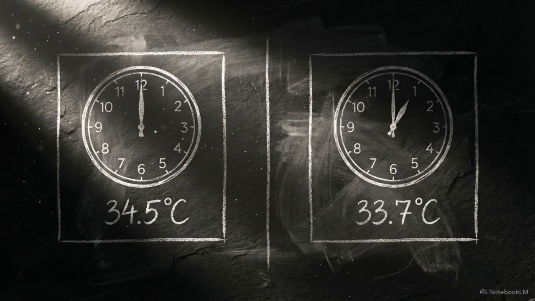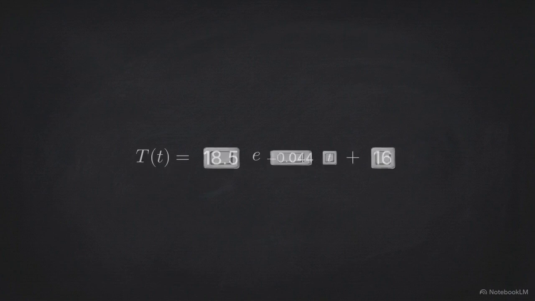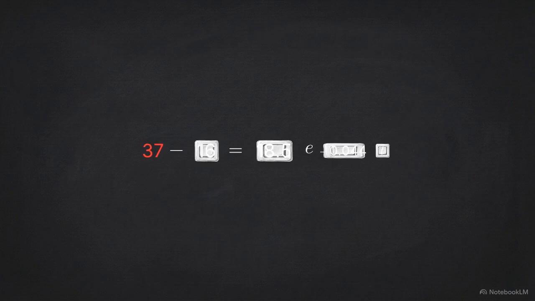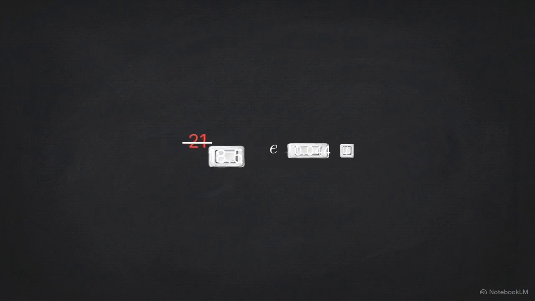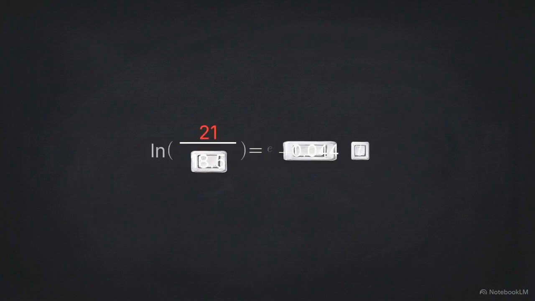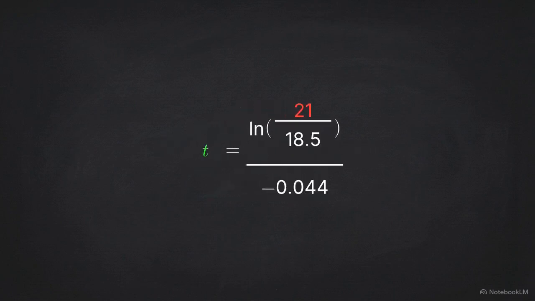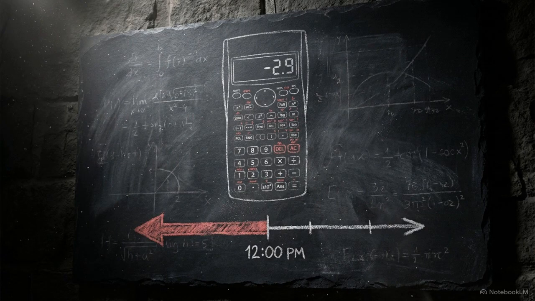By plugging in our two readings, noon and 1 p.m., we can solve for our missing constants. Our calibrated equation, T of t equals 18.5 e to the negative 0.044 t plus 16, maps how this body lost heat. To find the moment of death, we set the target temperature to a living human's 37 degrees. Finally, we isolate t to calculate the exact hour since death. The result is negative 2.9.